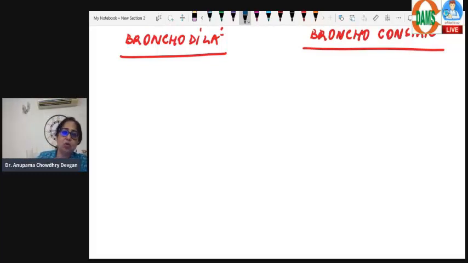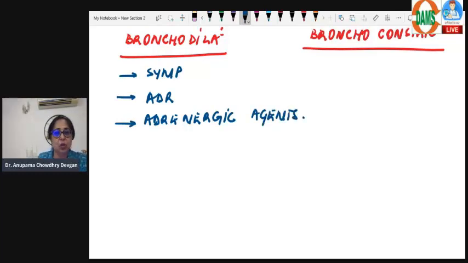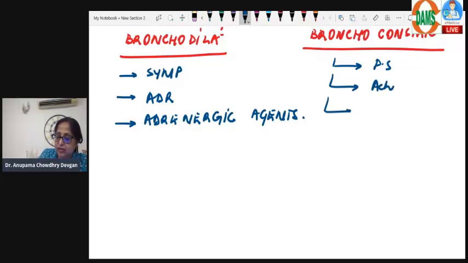What are the agents which will cause a bronchodilation and a bronchoconstriction? Now, as far as bronchoconstriction and bronchodilation, sympathetic discharge is responsible for adrenaline. Adrenergic group of drugs, adrenergic agents, will be responsible for bronchodilation. What is bronchoconstriction? Bronchoconstriction is parasympathetic, acetylcholine, cholinergic agents.